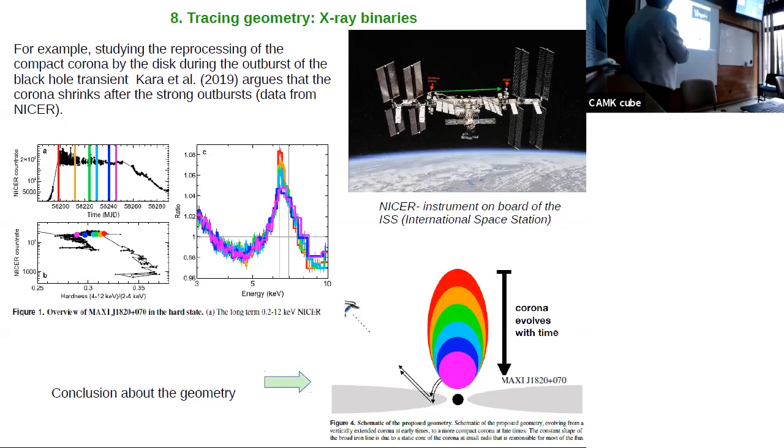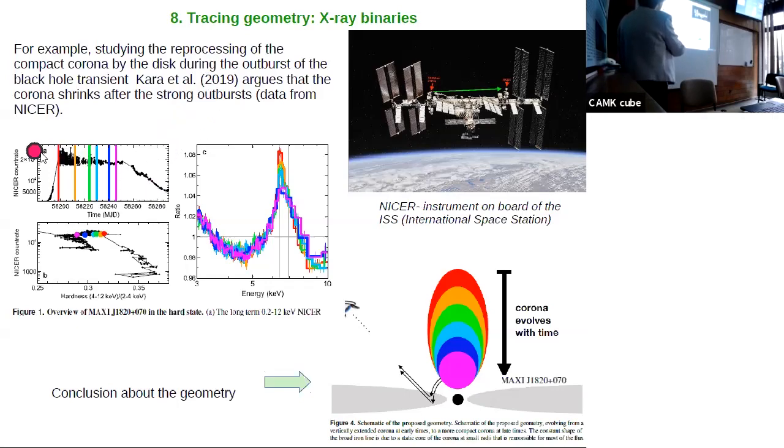So more about geometry. In a recent paper based on NICER, this is a relatively new thing, an instrument sitting on the International Space Station, but it's still a small satellite. So this is why the signal to noise ratio is not that fantastic. But the time resolution is nice, and they observe a galactic source, and galactic sources always have roughly two orders of magnitude better count rate because they are much, much closer. So they are easier to observe.